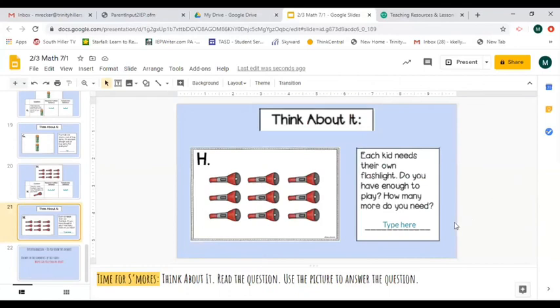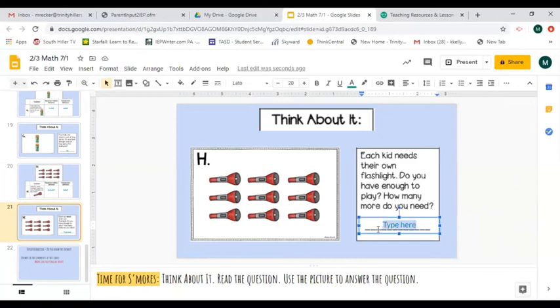Each kid needs their own flashlight. Do you have enough to play? How many more do you need? So we just said that we have 9 flashlights and there are 12 kids. So we do not have enough. And we need how many more? We need 3 more because 9 plus 3 is 12. So that would give every kid their own flashlight.